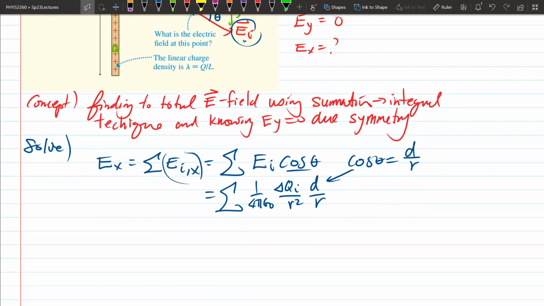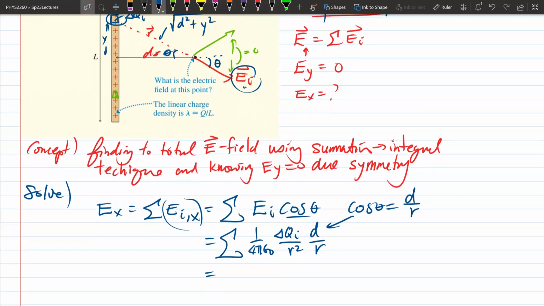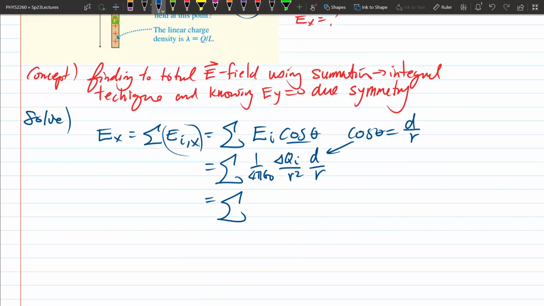All right, let's get to the next step. R is this complicated thing from the Pythagorean theorem: it's D squared plus whatever this Y value is, squared. So, summation, a lot of copying involved, delta Qi. And I said that this is R to the 3rd power, so this is D squared plus Y squared to the 3/2 power, multiplied by D on top.